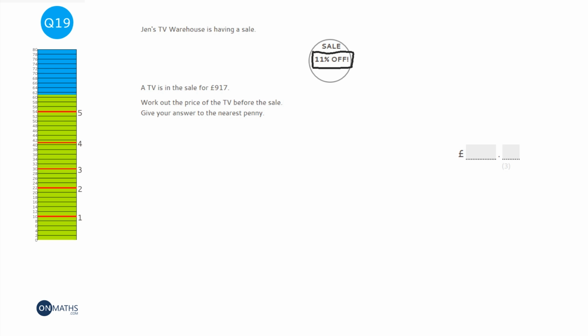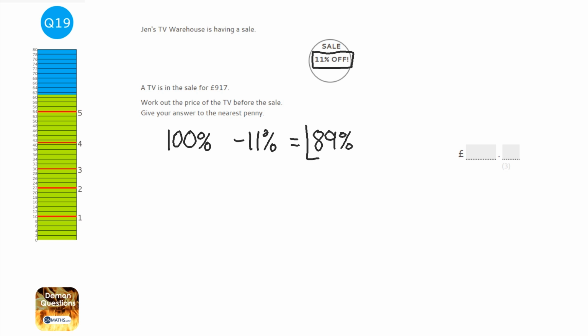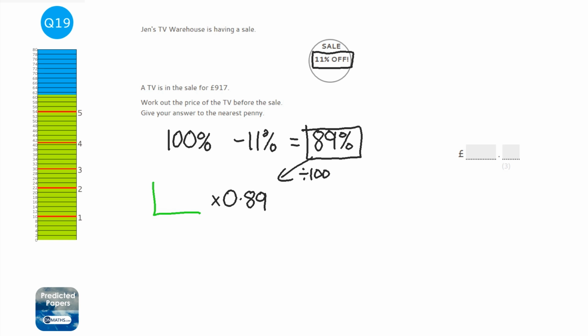11% off. We always start off with 100%, always, and 11% off would have taken away 11% from that. So that's going to leave us with 89%. Now 89% is not a multiplier yet. All you need to do is divide it by 100 to make it a decimal. So on your calculator or in your head, divide it by 100 and you get 0.89. And that's a multiplier because all we need to do is put any number in here, we times it by 0.89 and it gives us what the new number is with 11% taken off.